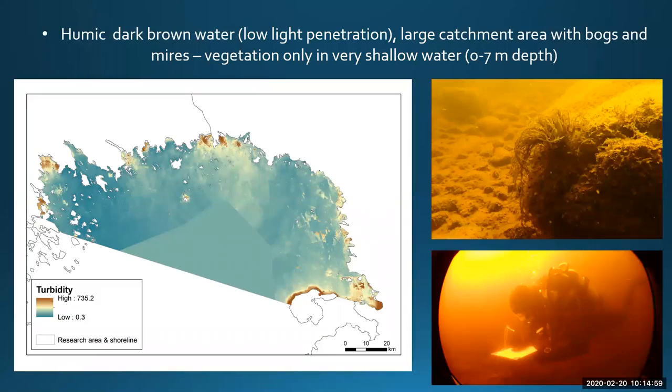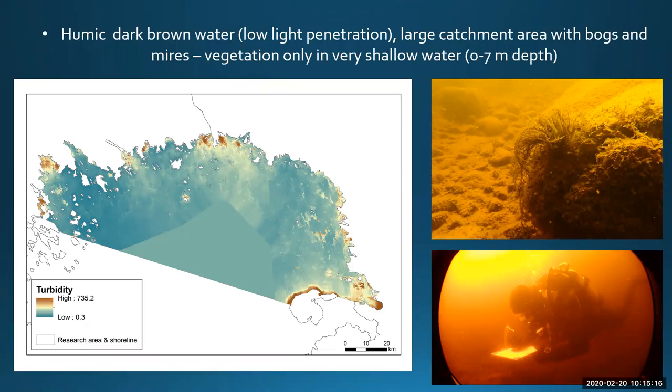Then we have humic brown, dark brown water because the catchment area is very large. There's bogs and mires, lots of timber industry, which brings us this very humic water. You can see what color it is on the right side.